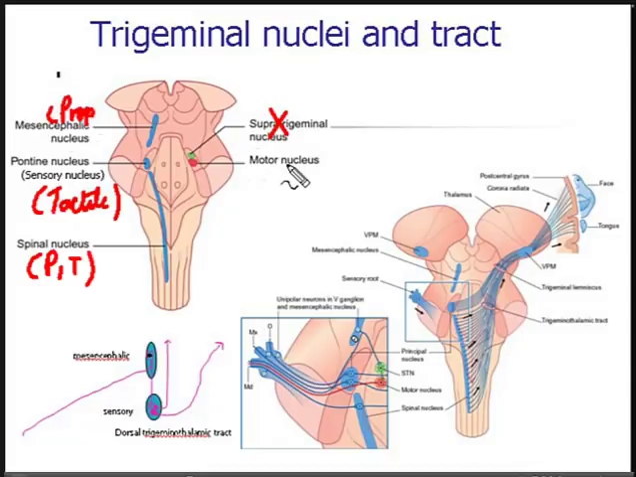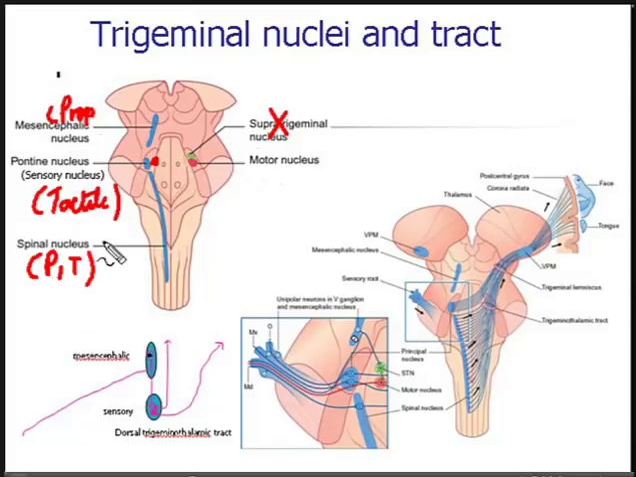Then we have the motor nucleus. That motor nucleus they've only shown on this side, but the motor nucleus is also present here, and I just explained to you that the cells from there are like the anterior horn cells. They go out to supply muscles of mastication and a few other muscles.